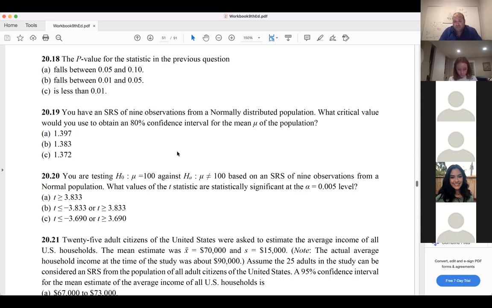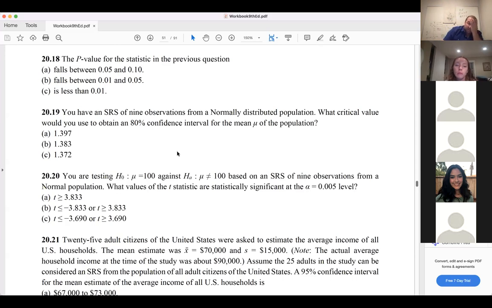So Jason, you say, how do I calculate Z star? But this is not a Z star, this is a T star problem, right? So on the calculator, you should have an inverse T. Unlike the inverse Z, the inverse norm, you can't just do 80% in the center. So what I did was I did 0.9 and then I did degrees of freedom 8. And then I did paste and it gave me the answer of 1.397.